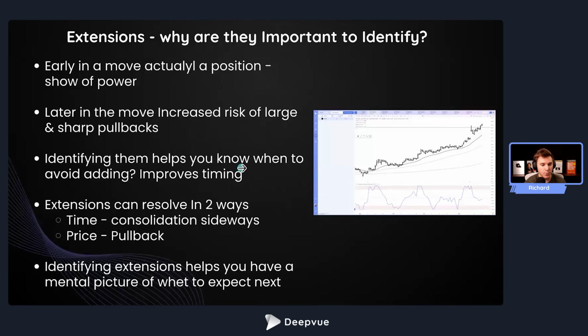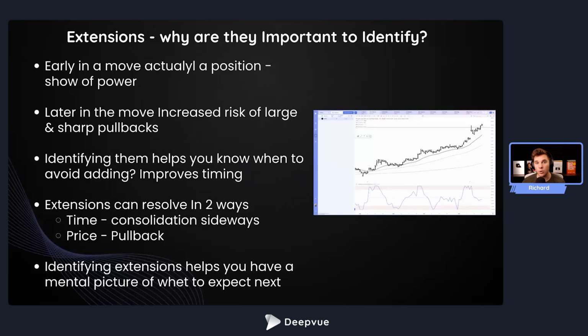Also, identifying them helps you know when to avoid adding. One of the biggest mistakes that newer traders make, and this comes from talking to hundreds of traders out there, is they add when a stock is already extended. And then the stock pulls back just in a natural correction. They get stopped out, then it carries on without them and goes up 100%. And they miss the move.